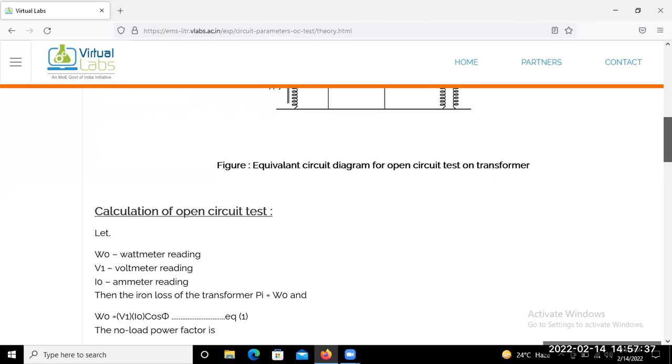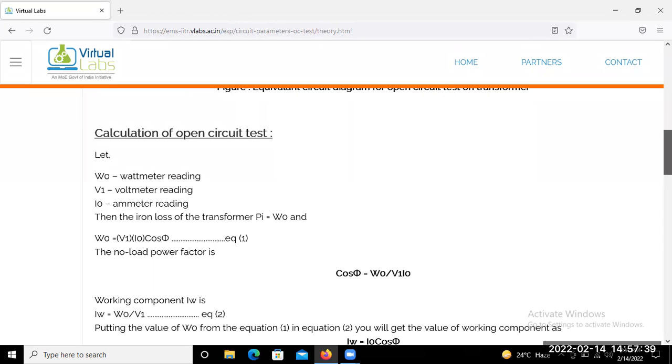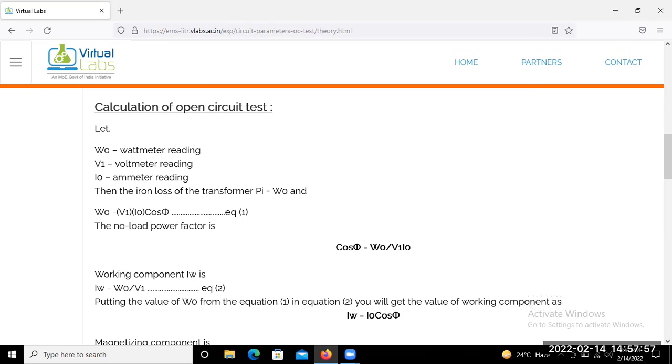Okay, so then you are also able to find the sin phi 0, since you know the value of cos phi 0. That means sin phi 0 equals the square root of 1 minus cos square phi 0. So from that we can find the core loss current and the magnetizing current, that means IC and IM.